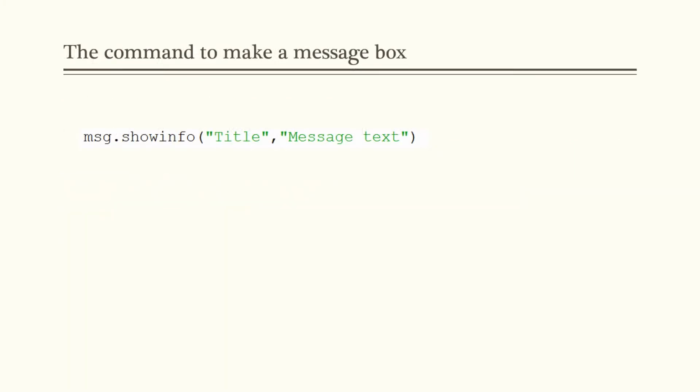So here's an example. I could type this line of code anywhere in my program, for instance, inside one of my procedures: MSG.showinfo, and then I put two parameters inside the brackets. The first will appear as the title of the message box, and the second parameter will appear as the text. So if I ran this code, this is what I'd see on the screen: a box like this with a title, whatever title I've typed, and whatever message text I've typed. And that will stay on the screen until the user clicks on OK.